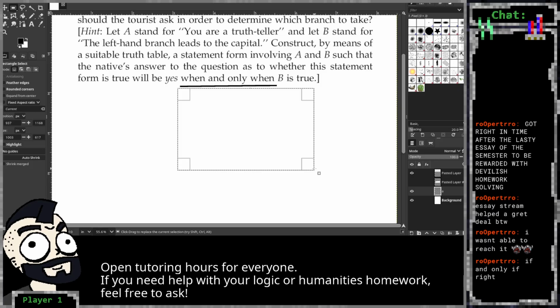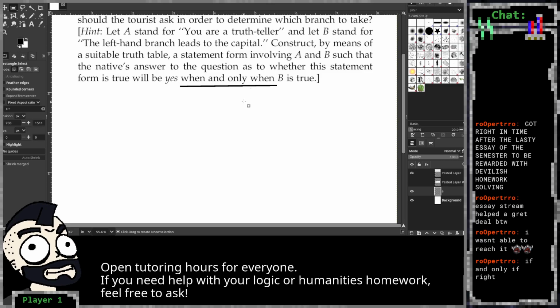Now, of all the connectives that we have, which one gives us true when true and true? How do I put it without spoiling it? Let's see by process of elimination.